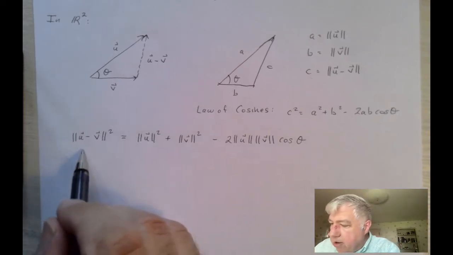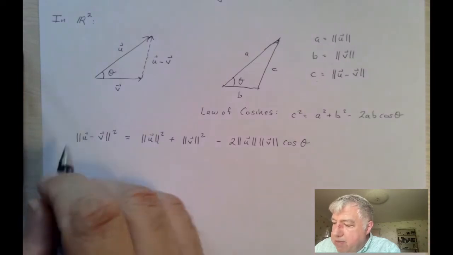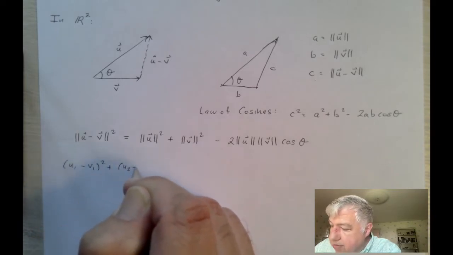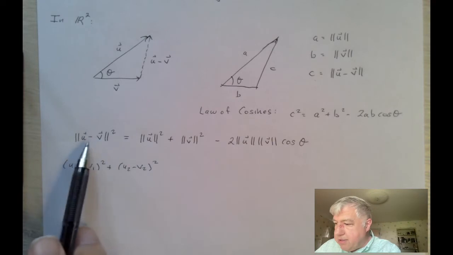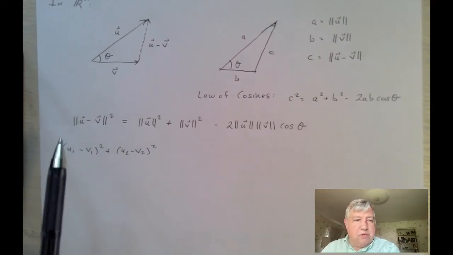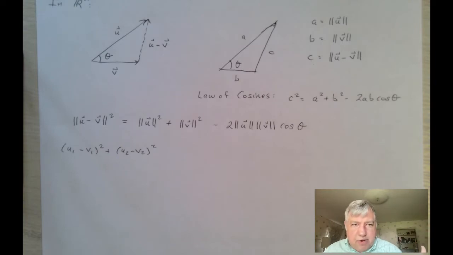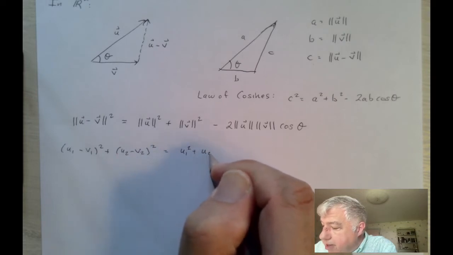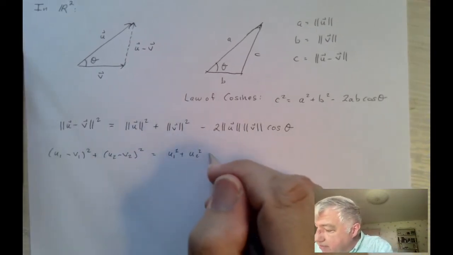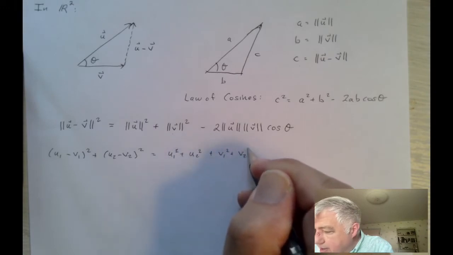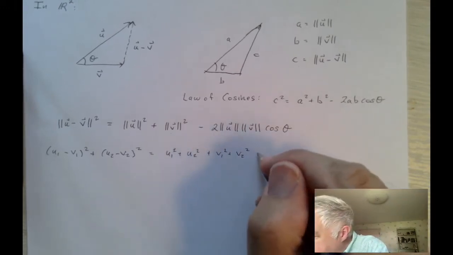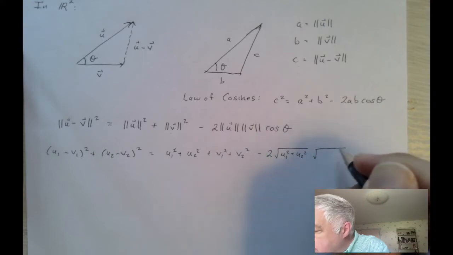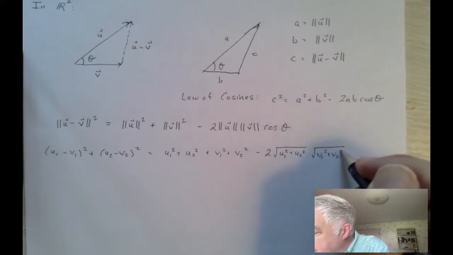The length of u minus v is going to be u1 minus v1 squared plus u2 minus v2 squared. So that's this side. You'll notice that when we square the length, the square root goes away. And similarly, this is going to be u1 squared plus u2 squared, and this is going to be v1 squared plus v2 squared. And then we have minus 2 times the length of u times the length of v times cosine theta.